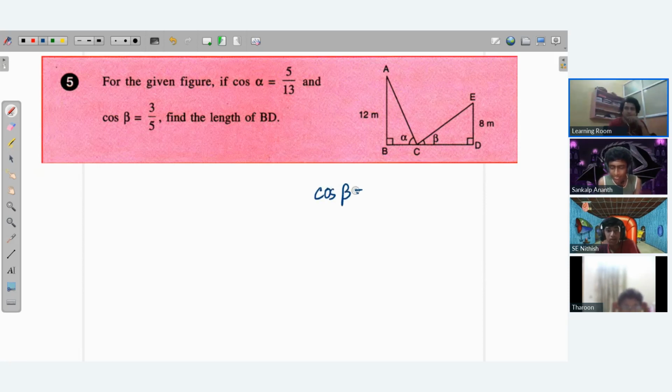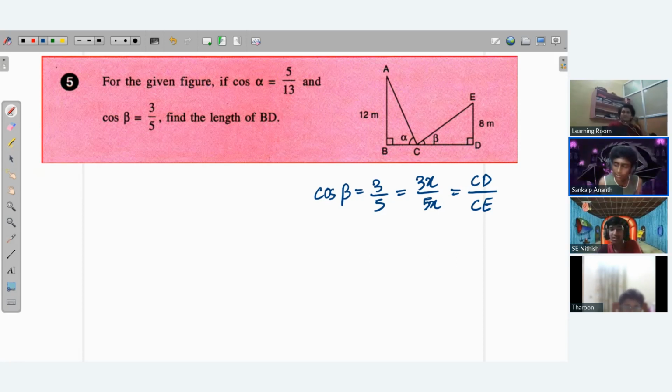If I have cos beta as 3 over 5, we have to take it as 3x over 5x, where 3x is CD and 4x is CE. Then use the Pythagoras theorem to find the swelling factor. What is the swelling factor? The answer, sir. Oh, 3, 4, and 5. It's 8 meters. So what is the swelling factor that you can find? 8, sir.